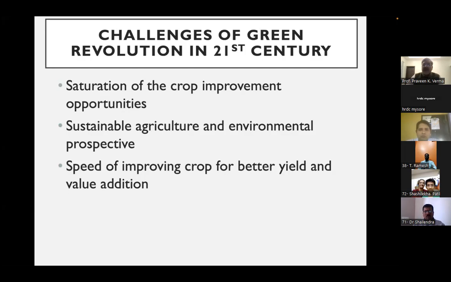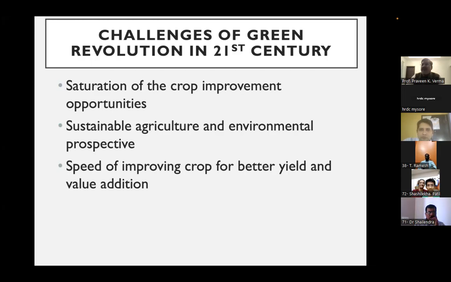Besides that, you can cross wheat to wheat, but if some good gene is there in the tomato, and you want to integrate it into the wheat, that you cannot do. So that's why there is a saturation of the cross improvement opportunity that we are feeling.